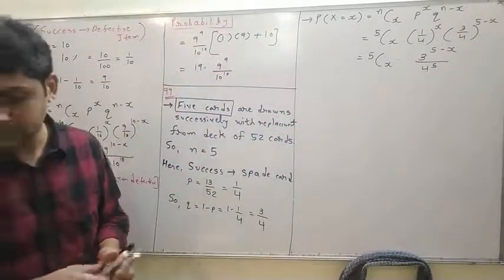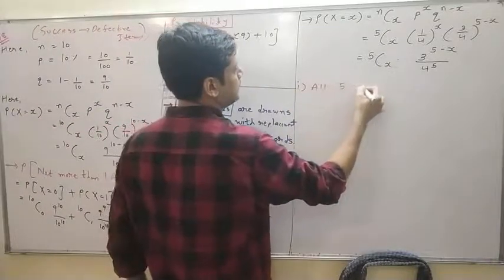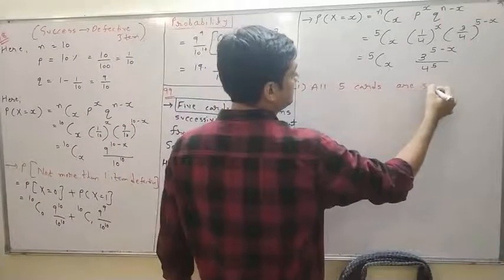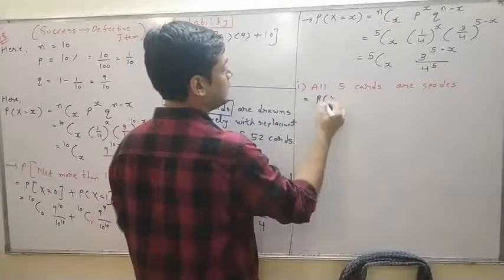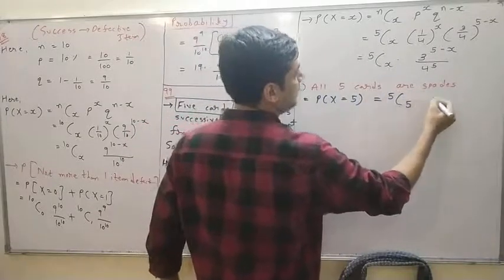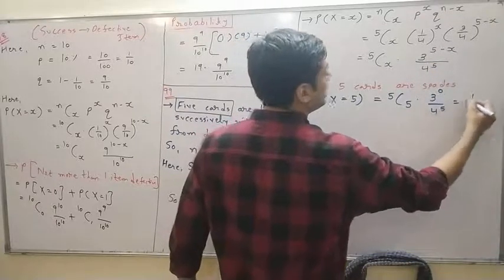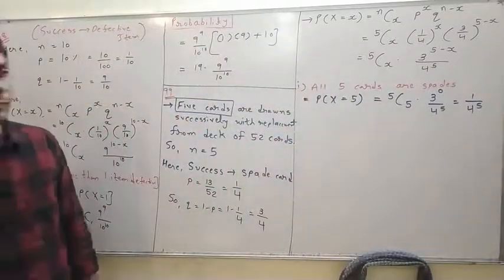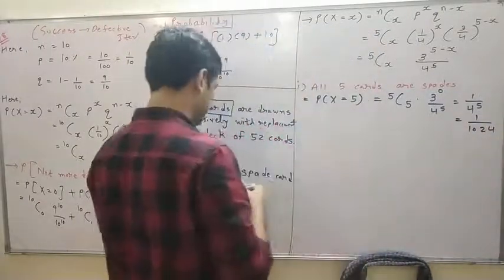The first question: all 5 cards are spades. Means we have to find P(X=5). So when you substitute x equals 5, that is 5C5 into 3 raised to 0, 5 minus 5 is 0, upon 4 raised to 5. So that is 1 upon 4 raised to 5. Answer is 1 upon 4 raised to 5. 4 raised to 5 is 2 raised to 10, and 2 raised to 10 is 1024.